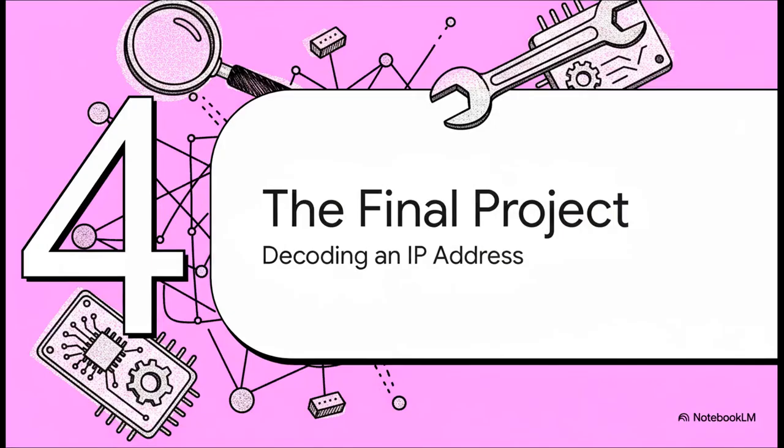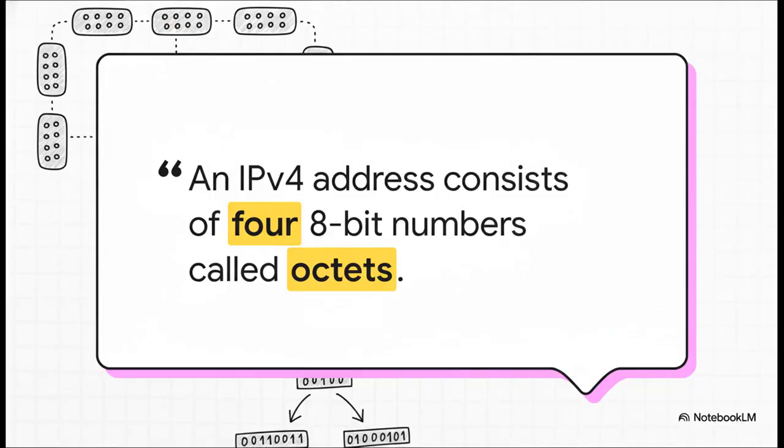Okay, we've collected all our tools. Now it's time for the final project. We are going to put everything we've learned to work on something that you probably see every single day, whether you realize it or not, an IP address. The first thing you have to understand about an IP address like this one is that it's a bit of a lie. It's not one giant number. It's actually 4 totally separate 8-bit numbers, called octets, that are just separated by dots.